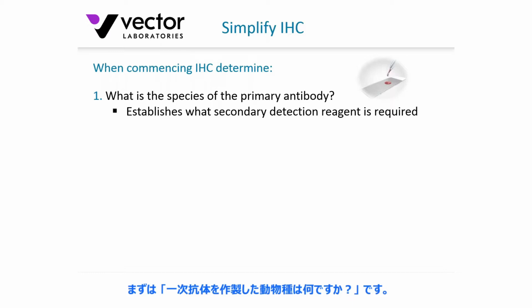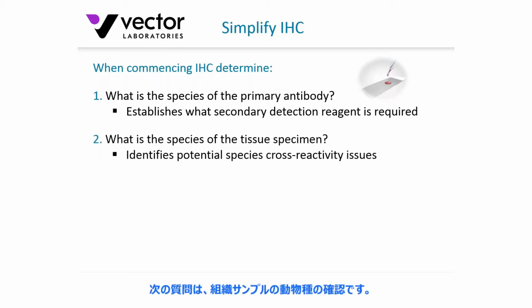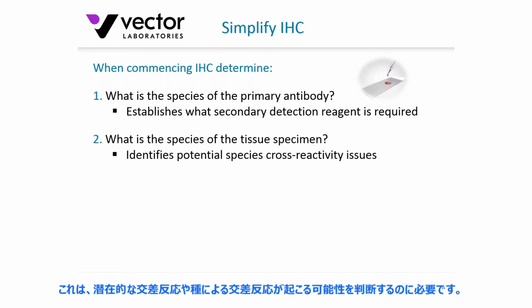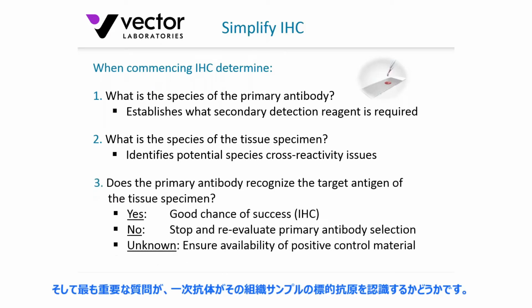of the primary antibody? What was it raised in? And this helps set the scene on establishing what detection or secondary detection reagents are required. For example, if you have a mouse primary antibody, you require an anti-mouse detection methodology. The second question that's important to establish is what's the species of the tissue specimen? Certainly this helps identify any potential species cross-reactivity that may arise when placing a secondary antibody onto a given tissue specimen. And importantly, the third question we do ask, and certainly investigators should be asking themselves, is whether the primary antibody recognizes the target antigen in that given tissue specimen.